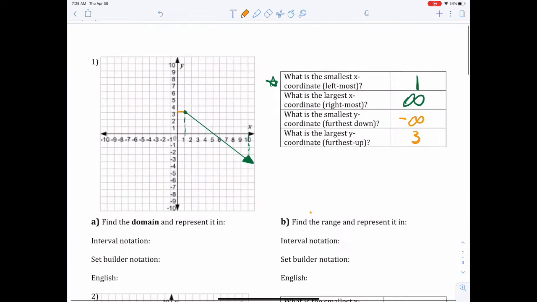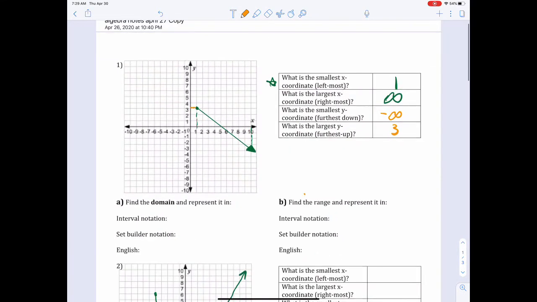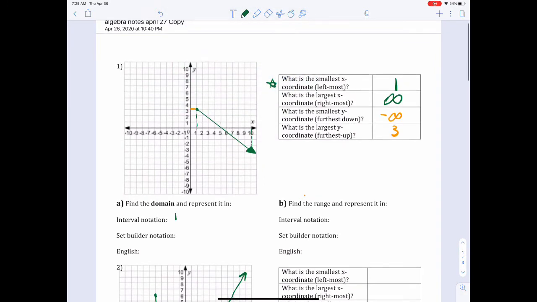All right, so with that, we should be good to write our interval notation. That's going to be from 1 bracket to infinity. And for infinity, we're always going to have an open parentheses. Why is that? Because open parentheses means we don't include the point. You can never get to infinity no matter how high you count, so we can't include it. So that's an open parentheses.